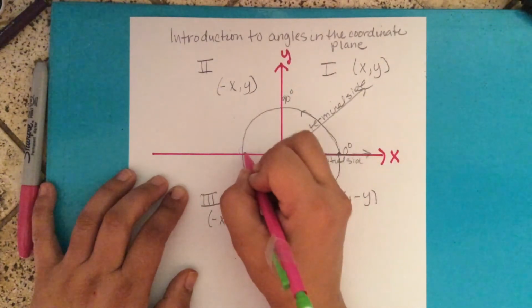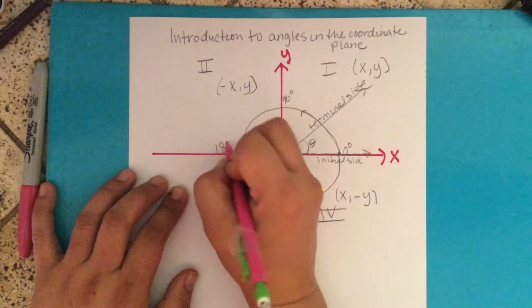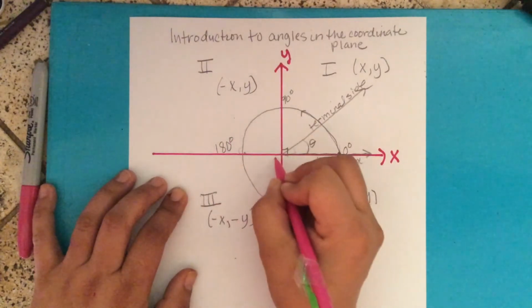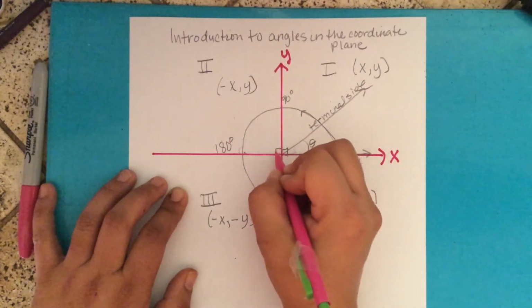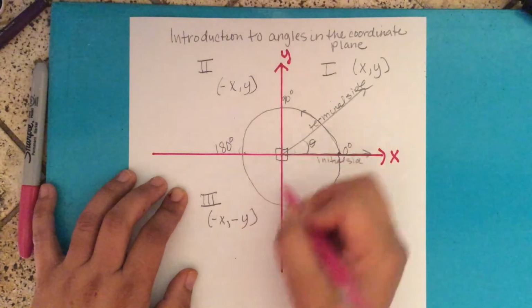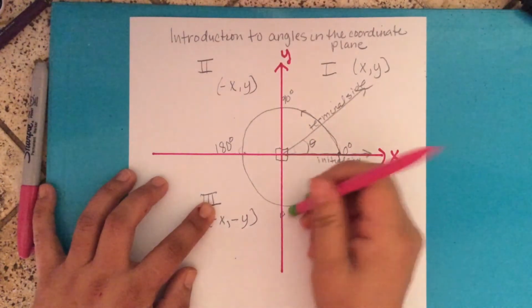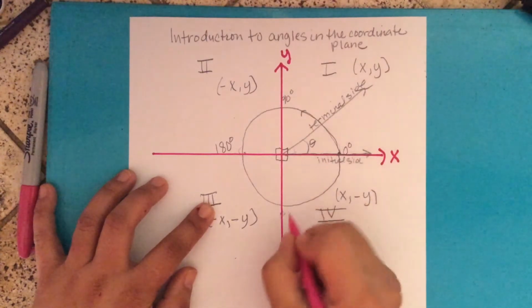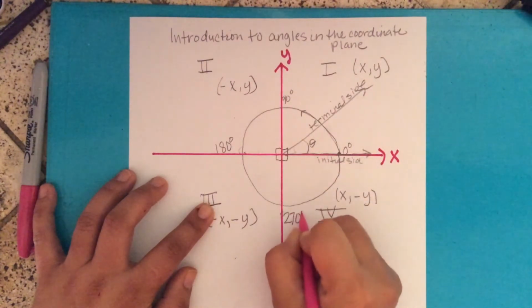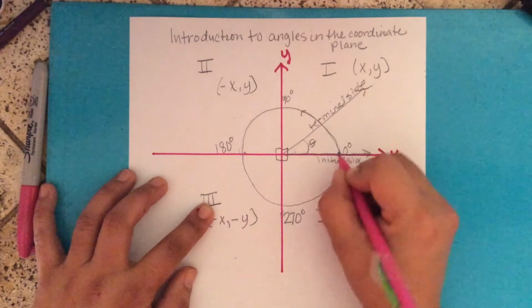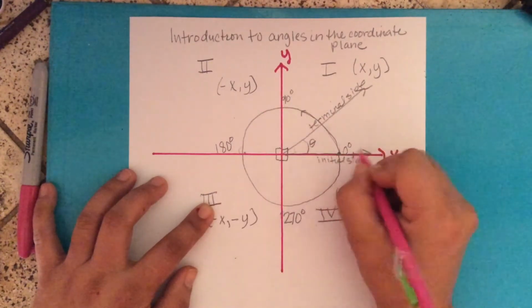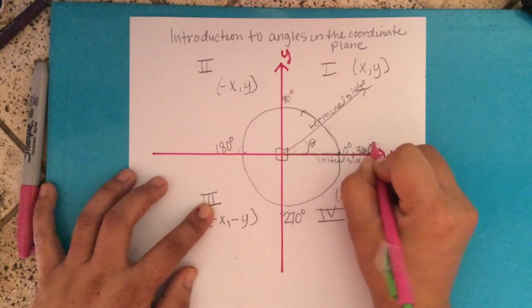If you keep going over here, that's going to be 180. Then you add another 90 over here. So all of these are right angles, actually. You should know that. And over here, you add 90 to 180 to get 270. And then you go back to 0, but if you make a whole circle, that's also 360.